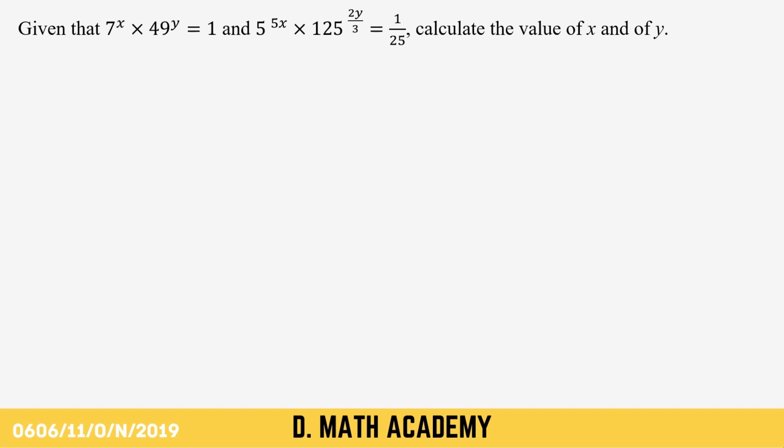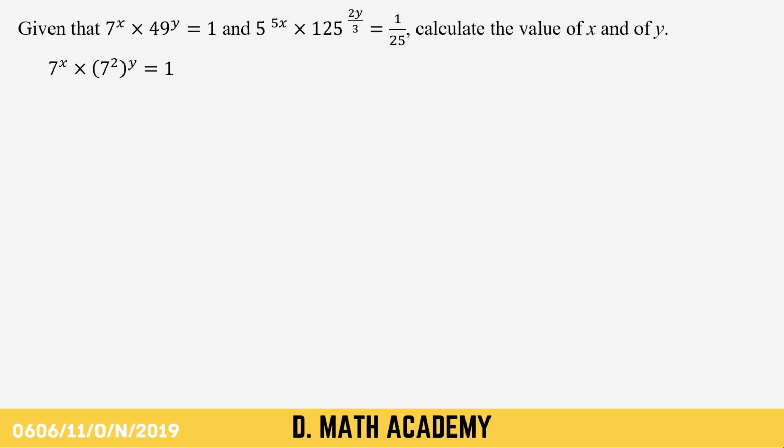Moving on to example 2, we have 7 to the power of x times 49 to the power of y equals to 1, and 5 to the power of 5x times 125 to the power of 2y over 3 equals to 1 over 25. So these are actually two separate equations. I arrange the 7^x times 49^y equals to 1 first. The 49 can actually be transformed into 7 squared.